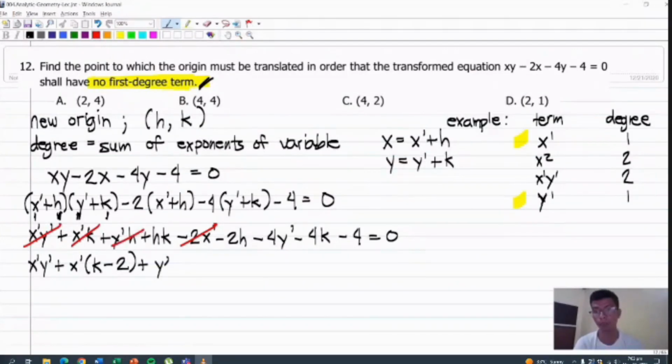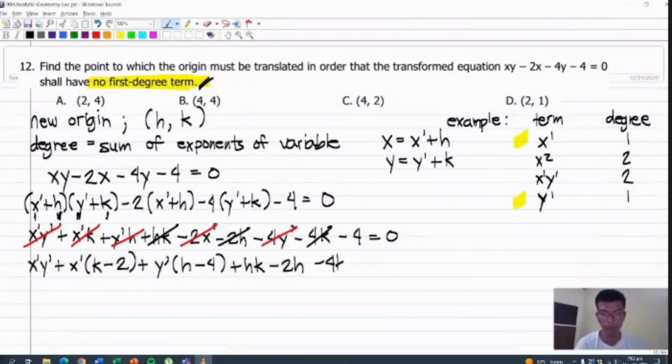Una, etong y prime h. So, that will be multiplied by h. And then, sino pa? Yung meron lang y prime. So, ito, negative 4y prime. Kaya merong minus 4 dito. Kaya kapag binalik nyo yan, dinistribute nyo, babalik pa din yung y prime h and negative 4y prime. Then, i-copy na siguro natin to. Plus hk. Kasi wala naman na yung mga x prime, y prime. Minus 2h, minus 4k, and minus 4 is equal to 0.